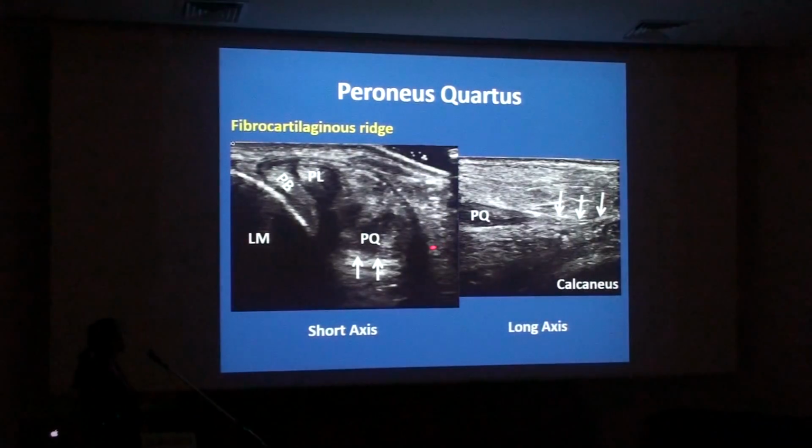Here is the short axis and then long axis ultrasound imaging of the Peroneus quartus. You can see over here, this is the lateral malleolus, retromalleolar groove, brevis and longus, and this is the Peroneus quartus in the short axis, and this is in the long axis coursing toward the retrotrochlear eminence. Here you can see the superior peroneal retinaculum and this fibrocartilaginous ridge.